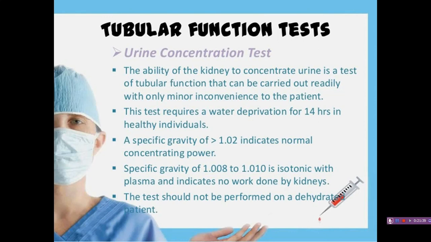The test requires water deprivation for 14 hours in healthy individuals. Specific gravity greater than 1.02 indicates normal concentrating power. Specific gravity of 1.008 to 1.01 is isosthenuric with the plasma, indicating no work done by the kidney. This test should not be performed on a dehydrated patient.